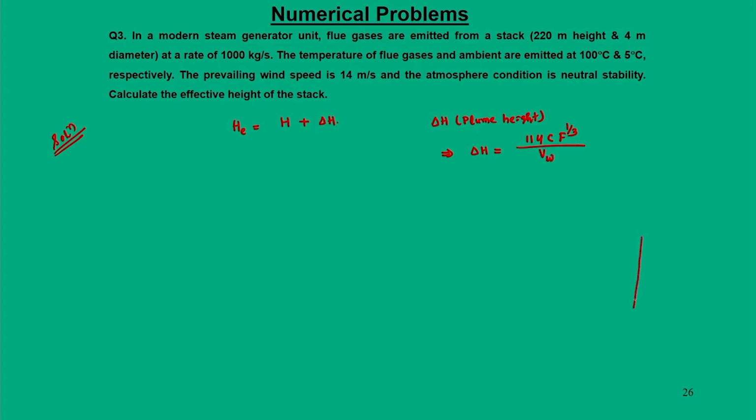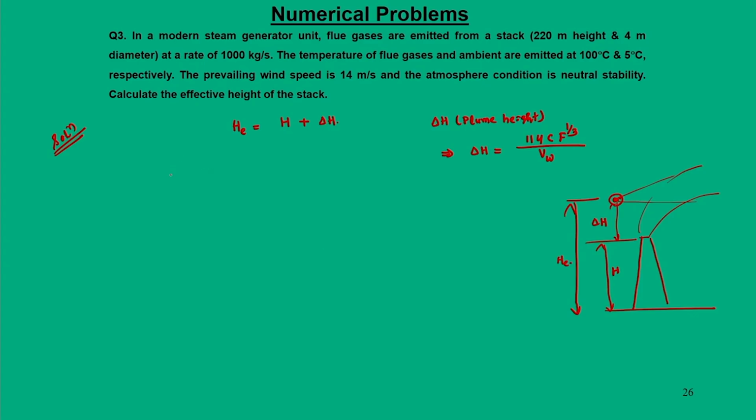So, essentially speaking, we are looking at the stack, which is original height is H, and this plume comes up, and somewhere we have a virtual point where the plume meets the virtual point, and this is your delta H and H, and this height is HE. Now, let us see what each term is all about.